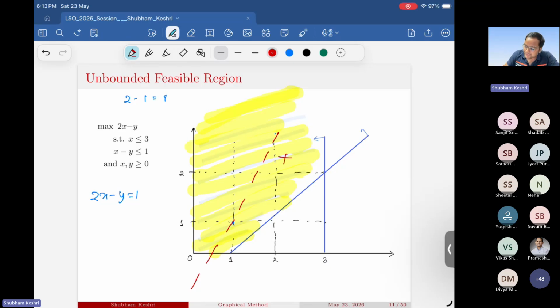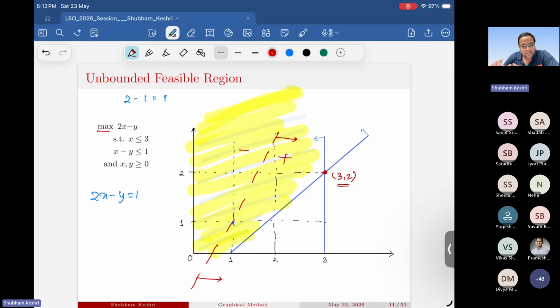We will again see in which direction there is an improvement. What we'll observe is that in this direction there is an improvement, and in this direction there is a decrease in the objective function value. Since it is a maximization problem, we will move the isocost or isoprofit line in this direction. And what you observe is that it exits the feasible region at (3, 2). And that is the point which is optimal in this case.